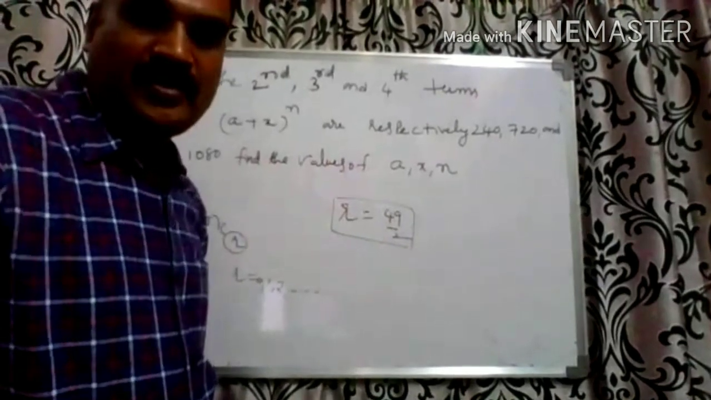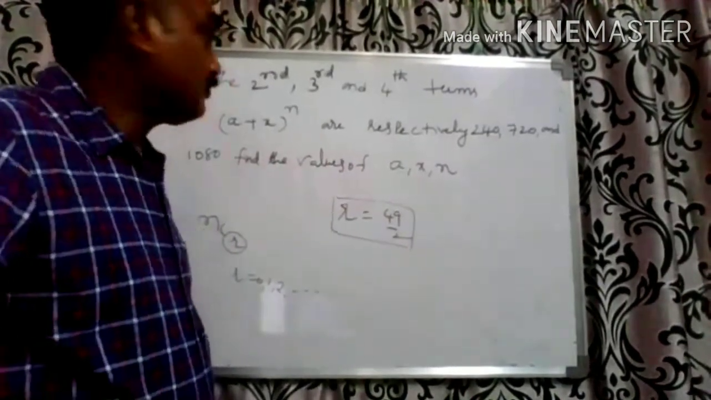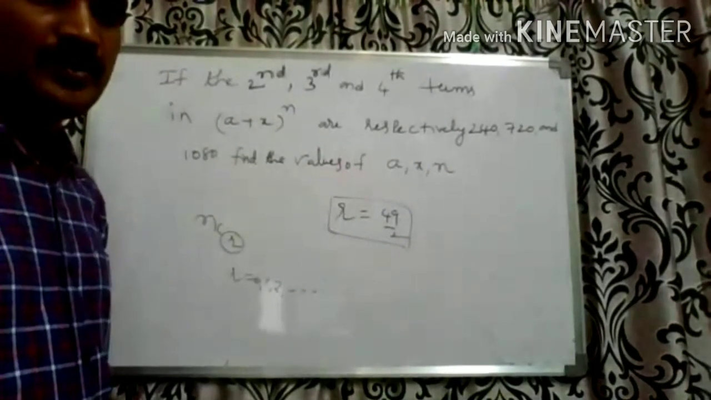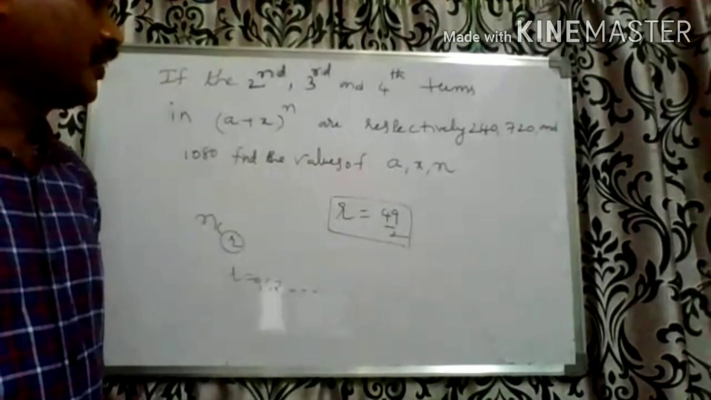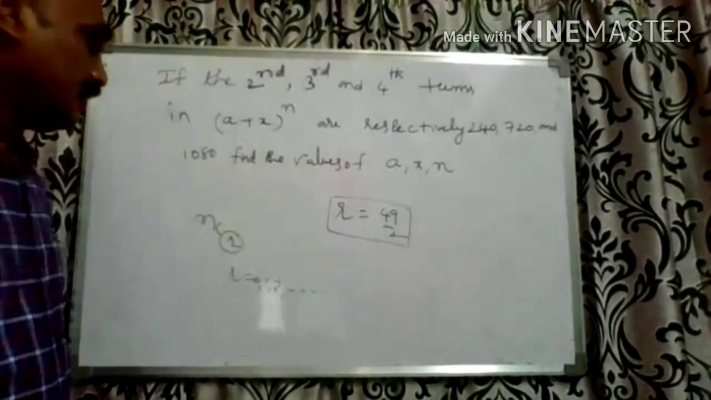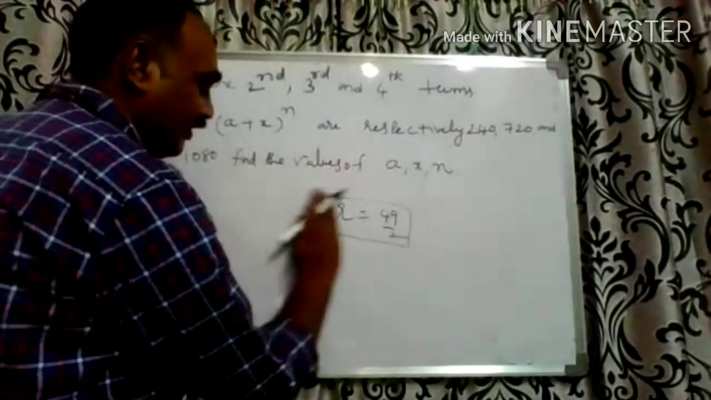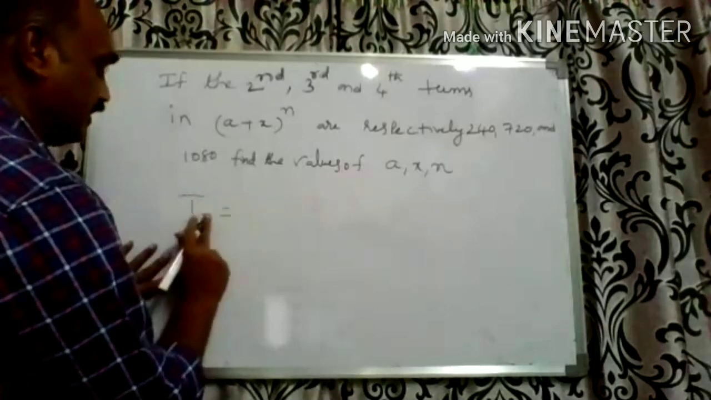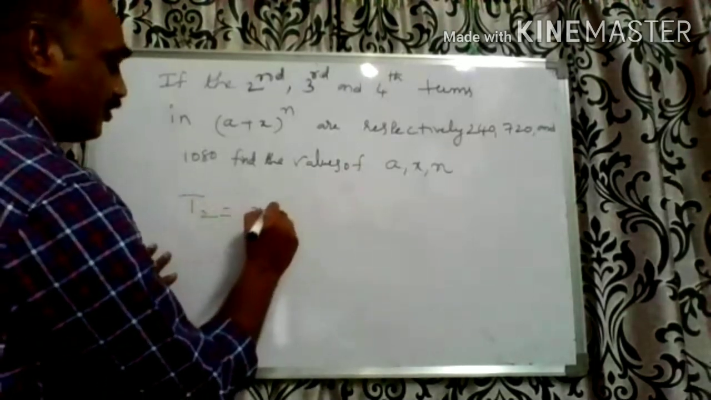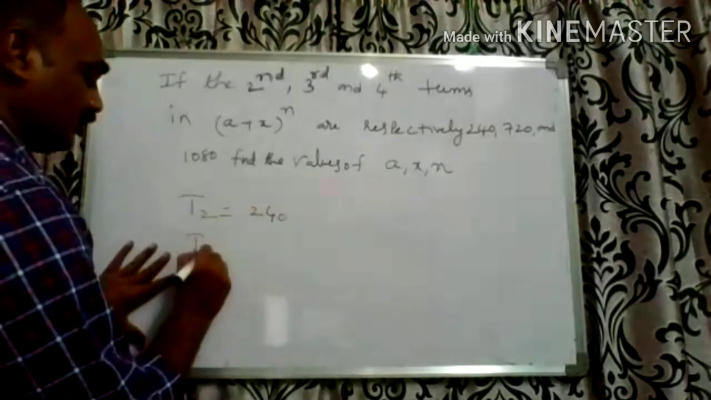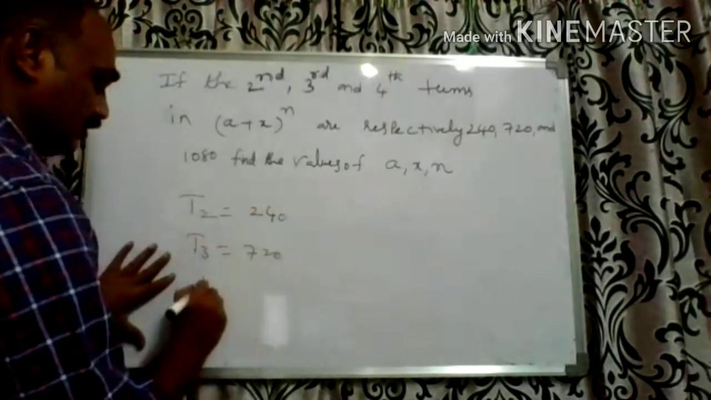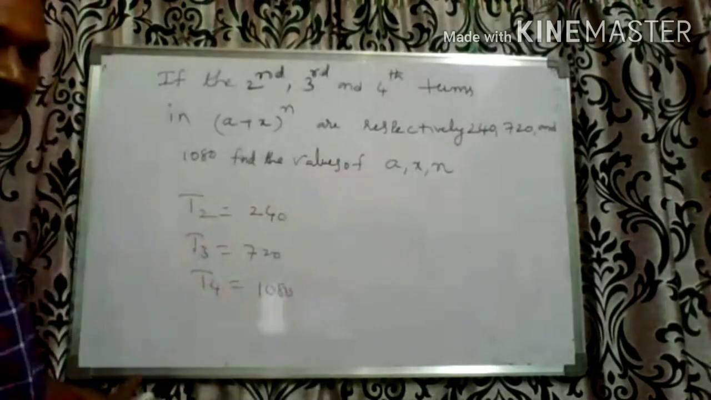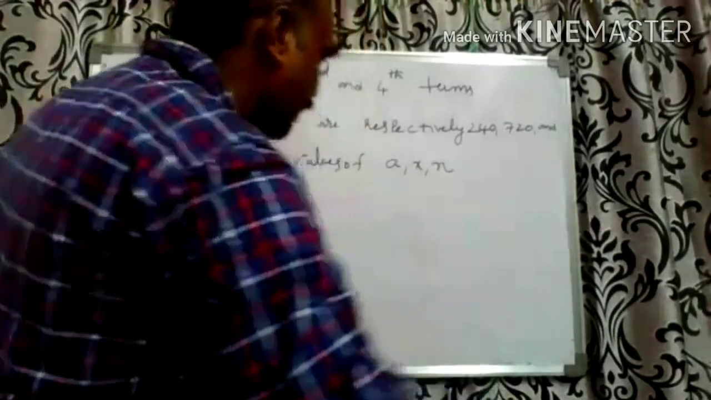This is a very important question. The second, third, and fourth terms in the expansion of (a + x)^n are respectively 240, 720, and 1080. Find the values of a, x, n. So the second term is equal to 240, the third term is equal to 720, the fourth term is equal to 1080. Find a, x, n. Important problem.